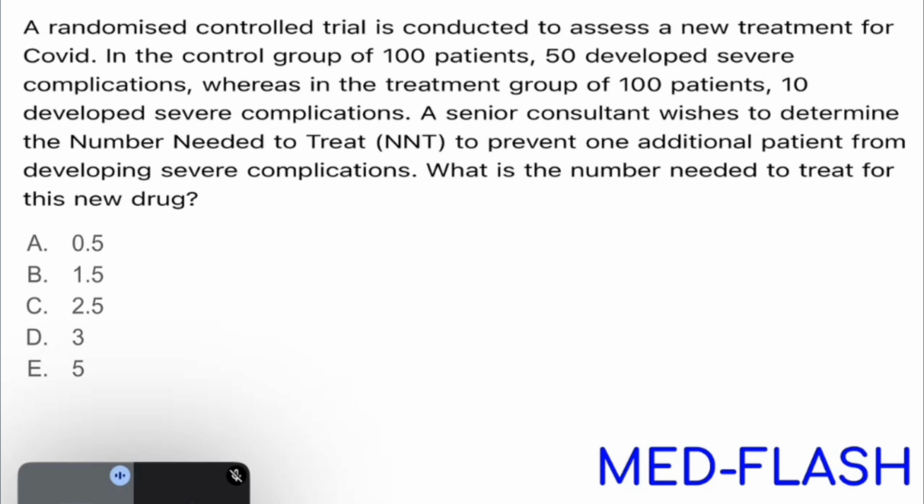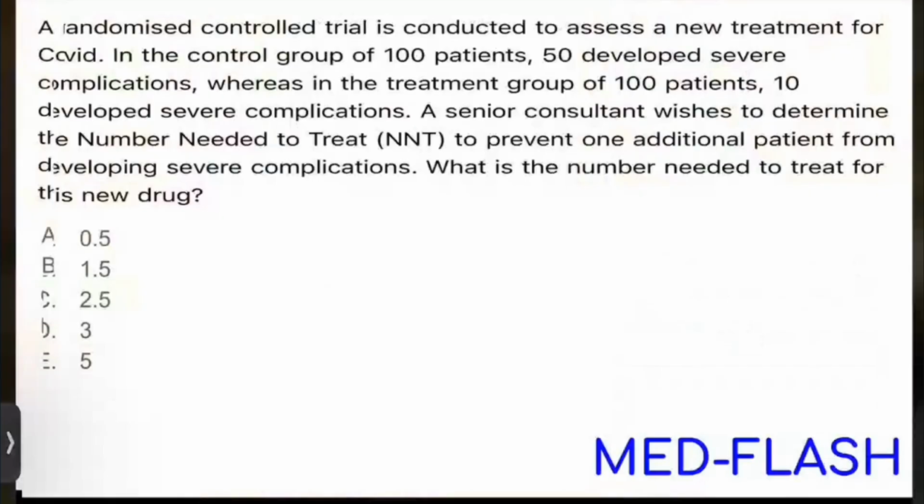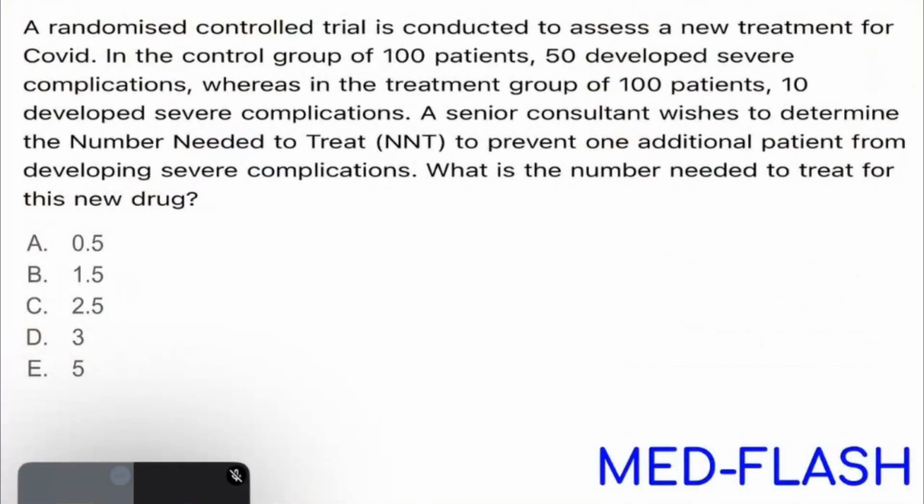Let us solve this question. We were given the information about the control group, which had a total population equal to 100. Out of 100, we have 50 patients who developed an event. We are not concerned whether it's a good event or a bad event; it's just an event. So ARC over here comes out to be 50 by 100. Now, in the treatment group, 100 patients, out of which 10 developed a severe complication.